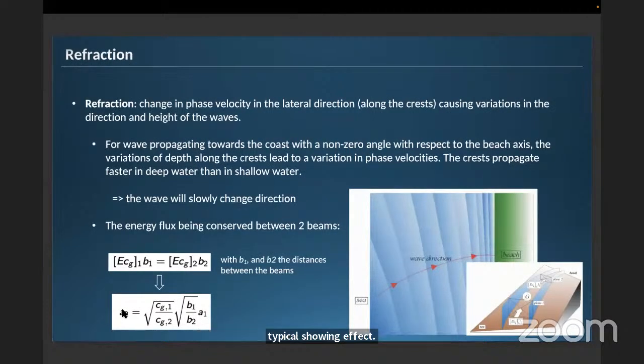Then we have refraction, similar to the interaction with currents. At the moment that waves are propagating towards the coast, their velocity is also changing depending on the depth. And so going to smaller depths, the waves are traveling slower, and this will make their direction change according to this conservation of energy flux along a given beam. The little sketch really illustrates that, and this induces a change in the main direction of the waves, and a change in the amplitude also of the waves.